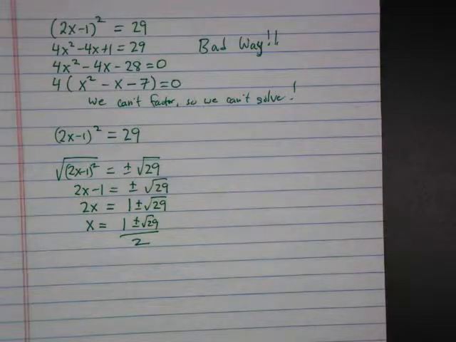I would have done 2x equals 30, but you can't do it because they're not like terms. One has a square root and one does not. They're not similar terms. You can't add those together. Plus the square root of 29.